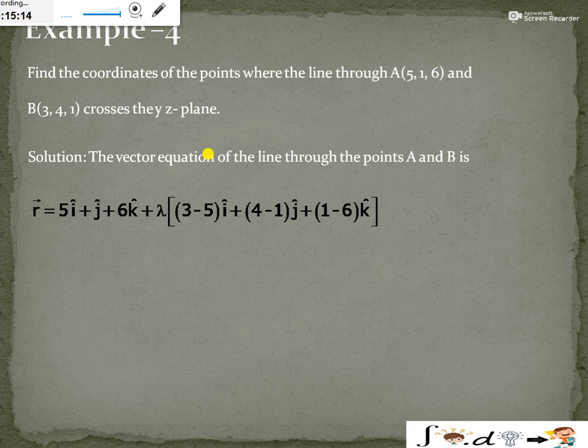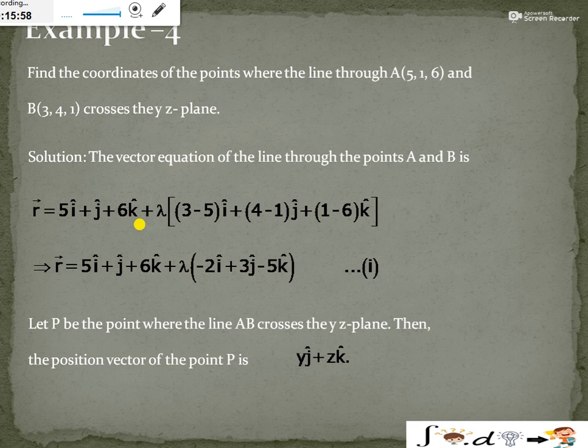OK, so our equation will be: vector r is equal to 5i plus j plus 6k plus lambda times ((3 minus 5)i plus (4 minus 1)j plus (1 minus 6)k). We directly substituted in the vector equation, and after simplification we get vector r is equal to 5i plus j plus 6k plus lambda times (minus 2i plus 3j minus 5k). Is it clear? And now the equation of a line passing through the YZ plane.